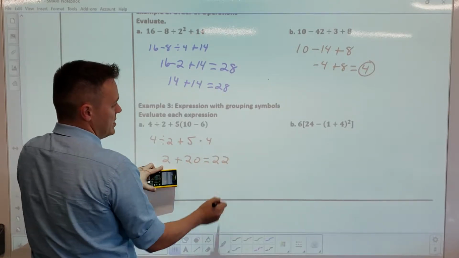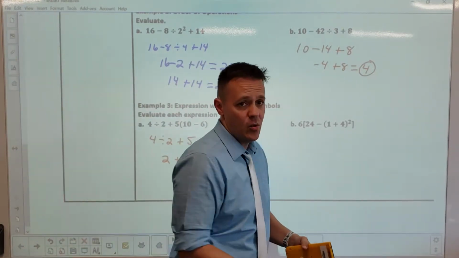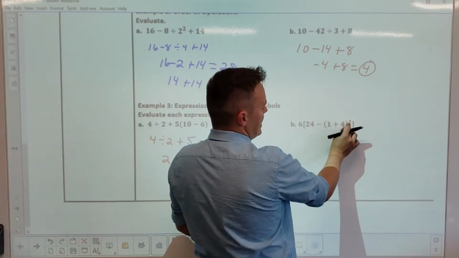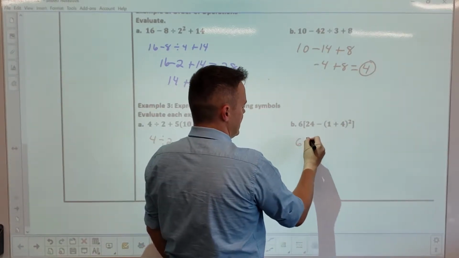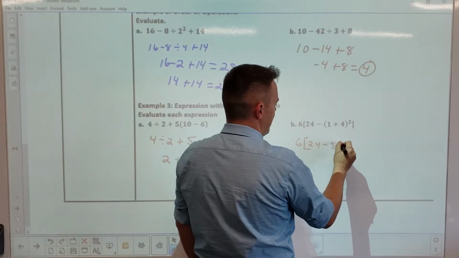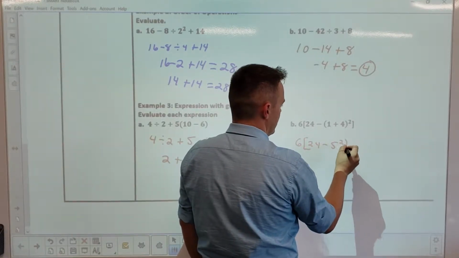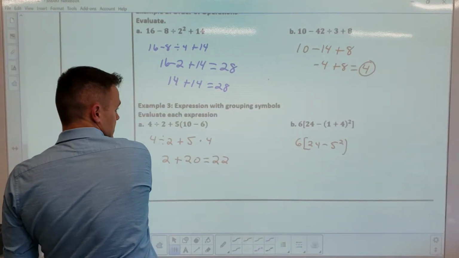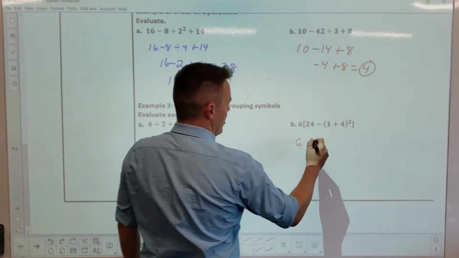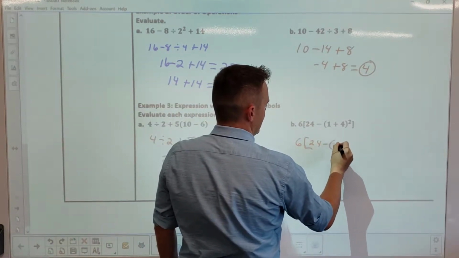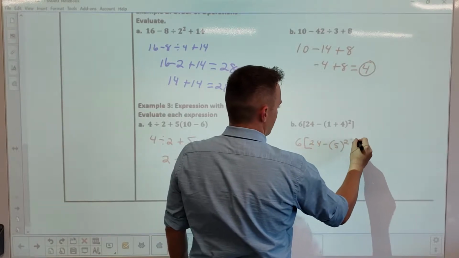Same thing, start with inside the parentheses first. So you start within here. Then you've got to get rid of the exponents. So it's going to be 6. You've got a bigger bracket, 24 minus 5 squared. And then, let me rewrite that one. Okay, so this is going to be big bracket, 24 minus 5 squared with another big bracket.